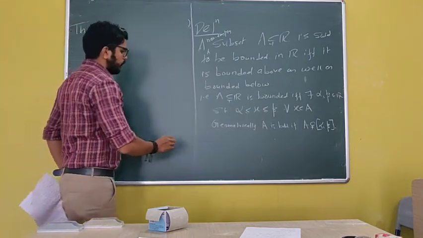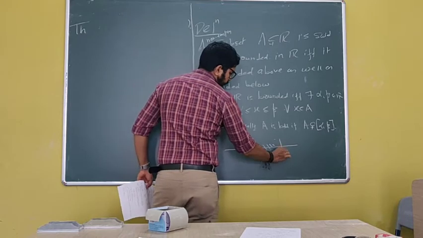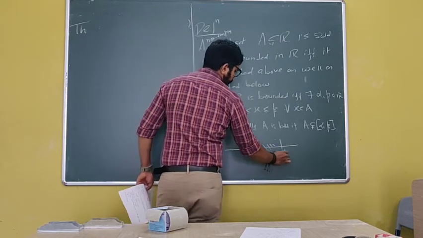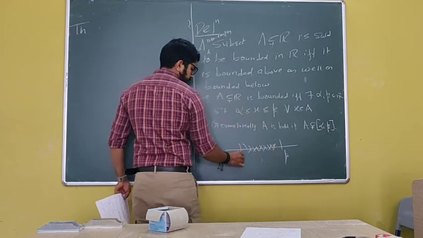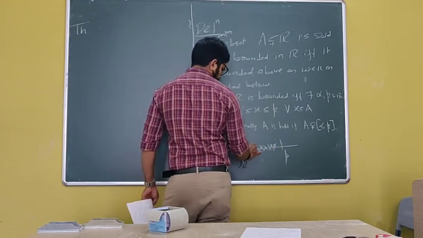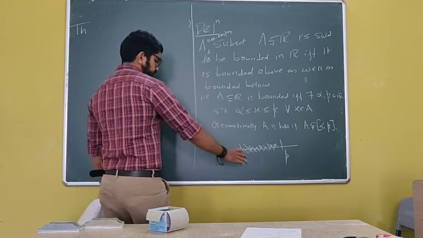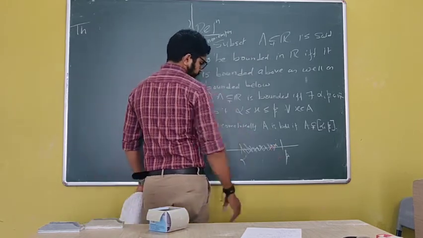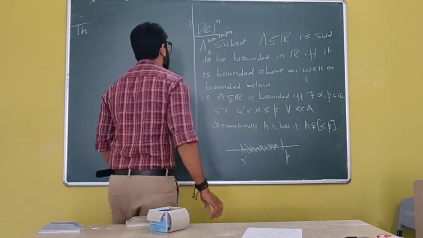So geometrically it means, suppose I have A here, then alpha would be somewhere here. Sorry, let me take beta to be the upper bound. Beta would be here, and all the numbers would be less than beta, and alpha would be here. Right? All the numbers would be greater than alpha. So this set is inside the interval alpha, beta.